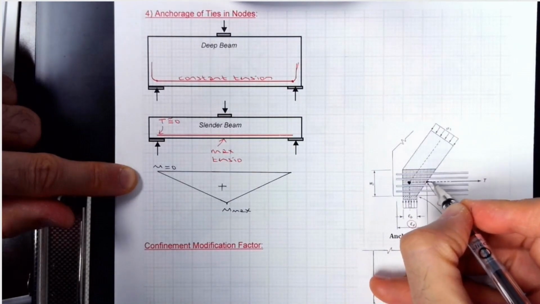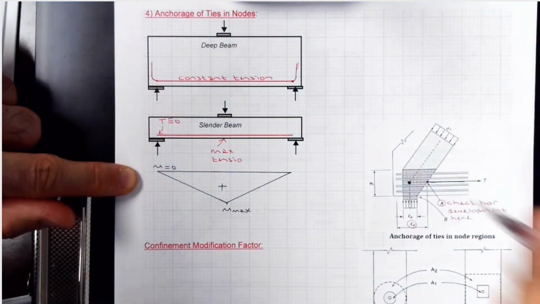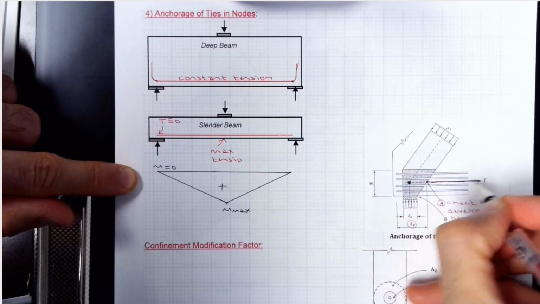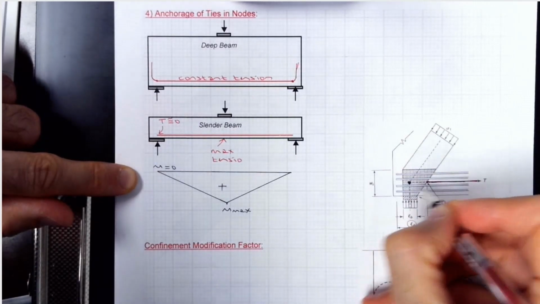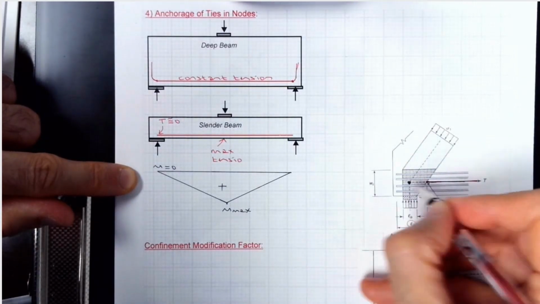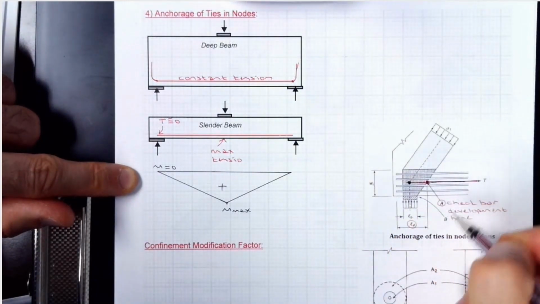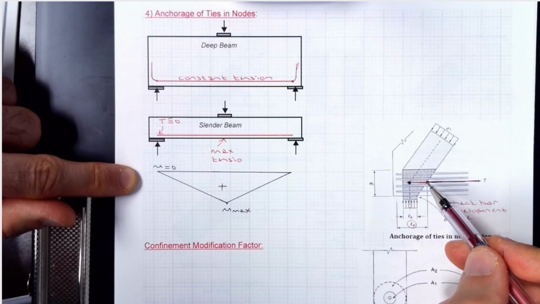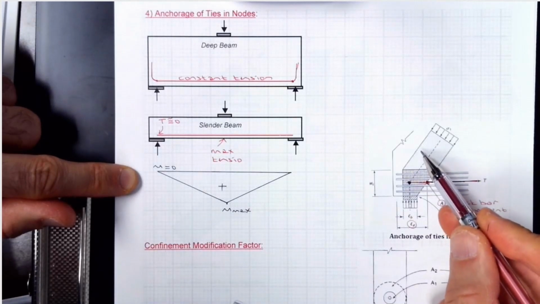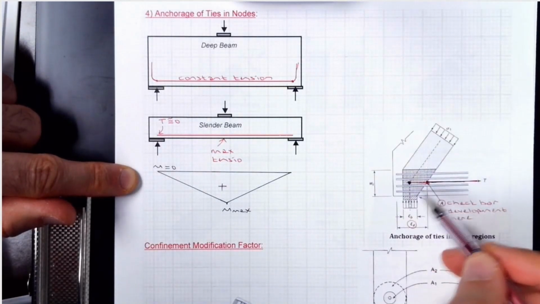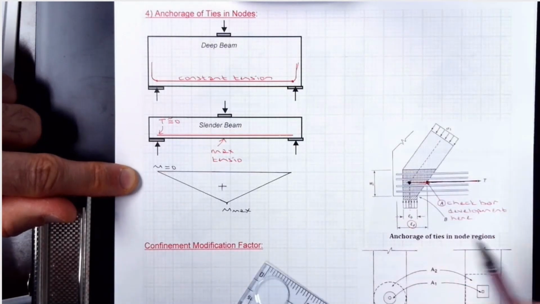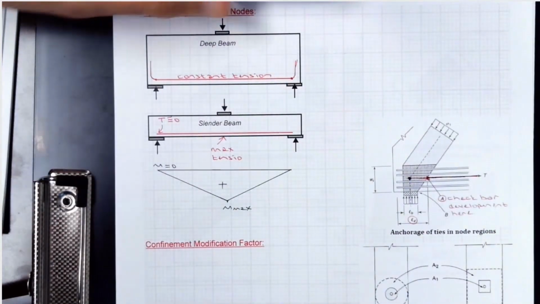Your bar is here, right? So this is, maybe I use red color. This is tension. So you check bar development at this point, which is at the face of the compressive strut, because the compression coming from this direction is anchoring it. So that's the point you need to check.